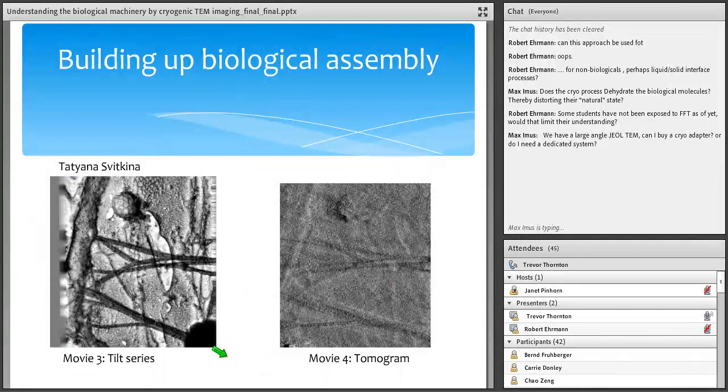Building up the biological assembly is going to require us to image more than just single molecules. And so I want Trevor to play movie 3 for us. These are some older tomograms that I did with an amazing biologist at the University of Pennsylvania, Tatiana Savinik.